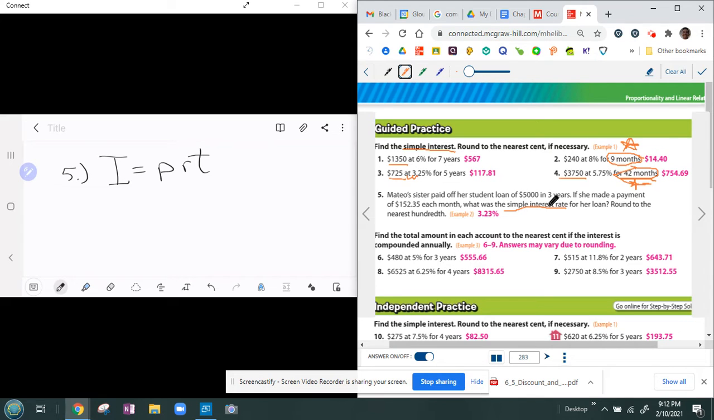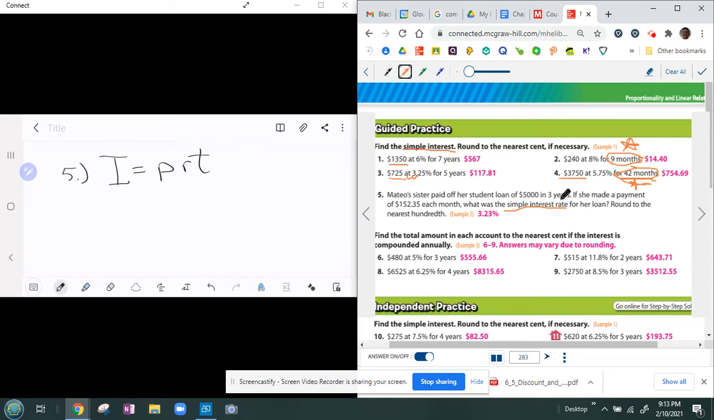Okay, we have to find the simple interest rate. So first, we have to figure out what she actually paid over those 3 years. Her sister pays off her student loan, $5,000 in 3 years. If she made a payment of this much each month, what's the simple interest rate for the loan? She's going to pay off the whole loan of $5,000, but she's actually going to pay more than that because she borrowed the money. So we have to figure out exactly what she paid total first.